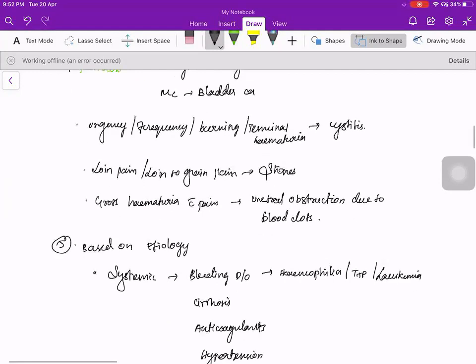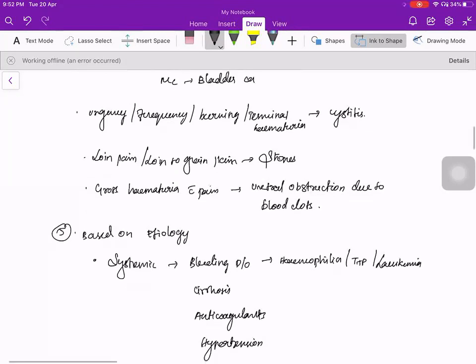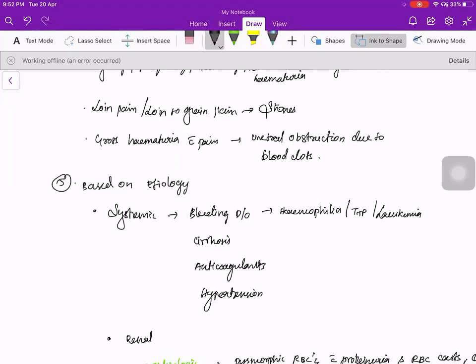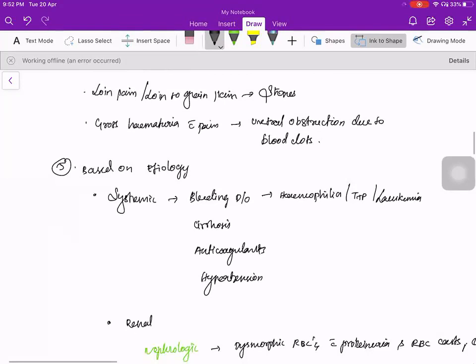And some patients will have hematuria along with other symptoms, especially urinary frequency, urgency, burning micturition, and these signify an underlying inflammation, especially bladder inflammation like cystitis, or other inflammations like pyelonephritis. And some patients will have loin pain, the classical radiating pain from loin to groin. This signifies there is an underlying stone pathology that is causing the hematuria.